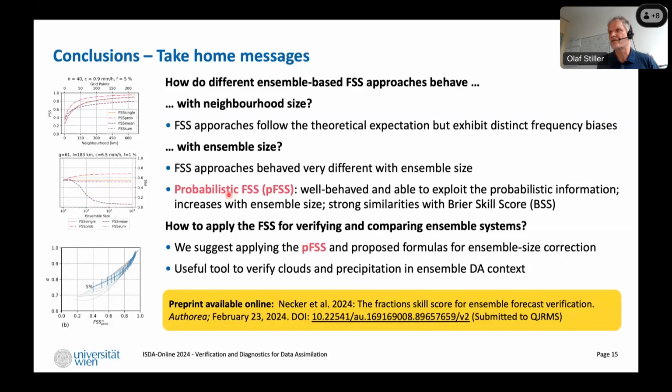It's from Daisuke Hotta. He says, very nice talk, thank you. On page 9, would it be possible to replace binary probability with the number of members exceeding the criteria, divided by ensemble size, to define yet another ensemble version of the FSS?